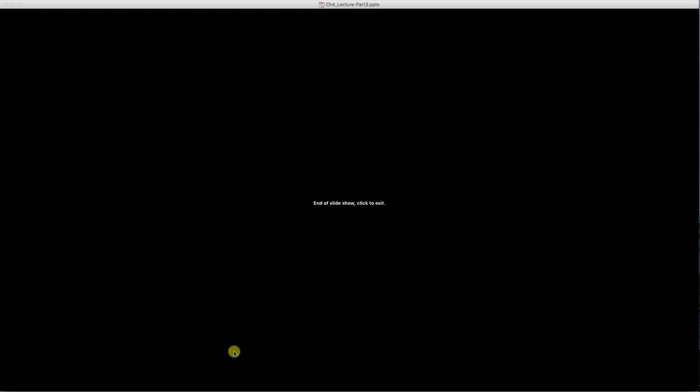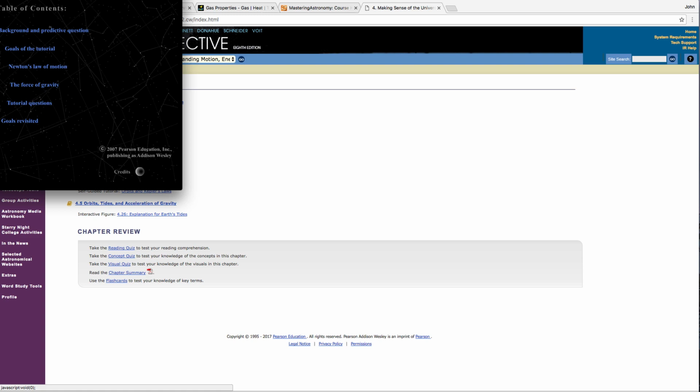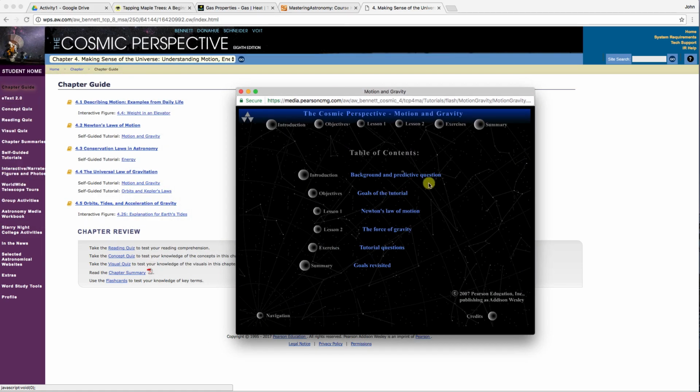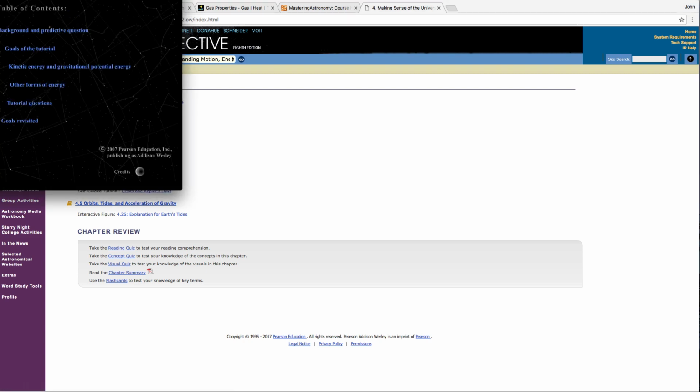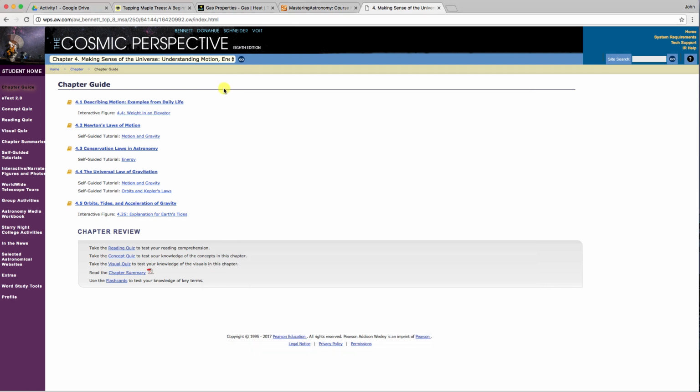So let me show you a couple things that you might be interested in looking at. In the study area of Mastering Astronomy, there's a couple of self-guided tutorials here. These are good. The motion and gravity one is one that would be good to go through. It talks about gravity and general ideas of motion, forces, Newton's laws and force of gravity and so on. It's a good one to look at. The energy tutorial is also a good one. This is a really good one to look at. It talks about all these things that we've just been talking about: kinetic energy and gravitational potential energy and other forms of energy and so on. So I'd highly recommend that you go through these self-guided tutorials.